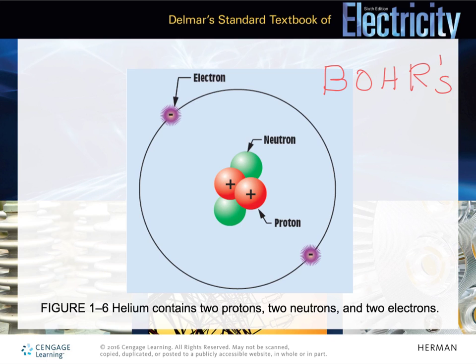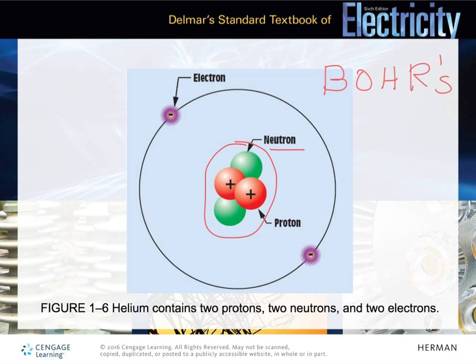What we have here is Bohr's model for the atom. Bohr's model for the atom basically consists of a nucleus and orbital shells. This is the helium atom. The helium atom is an atom that contains two protons in the nucleus. So right here is the nucleus of the atom. In there we can see that there are two protons, and we know those protons are positively charged. We can also see in this diagram that there are two neutrons. Neutrons are neutral. They have no charge.